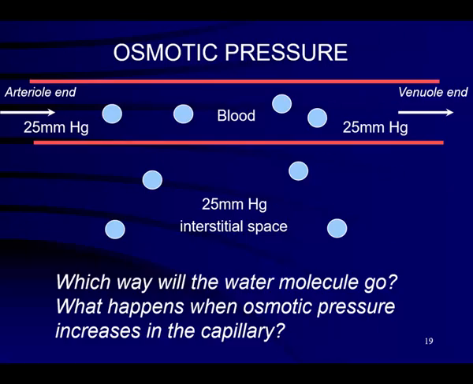When it comes to osmotic pressure, the amount of dissolved substances in the plasma and in the interstitial space should be about equal most of the time. So if you're in a healthy homeostatic state, water is going to move equally across the membrane in both directions because the amount of stuff in the blood and the stuff in the interstitial space is equal.